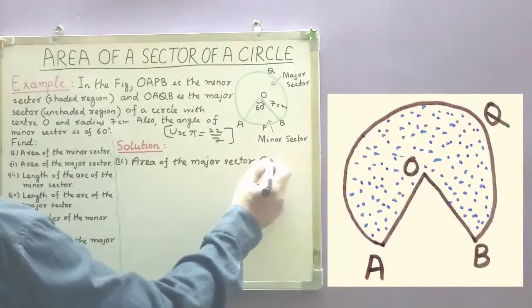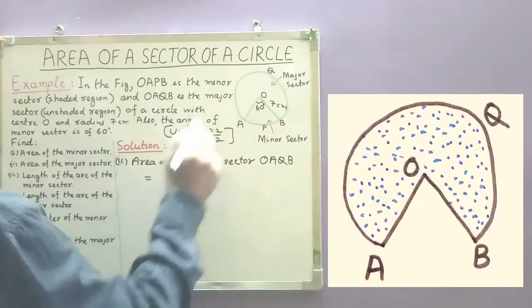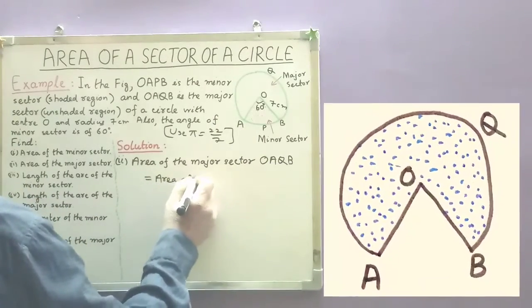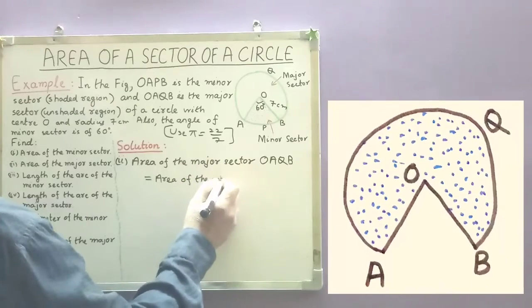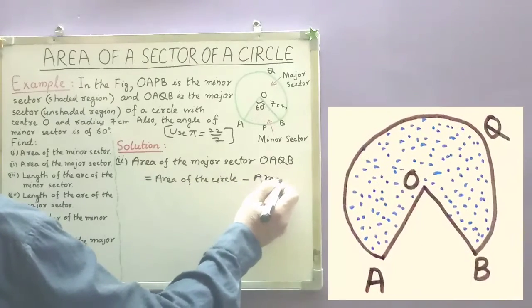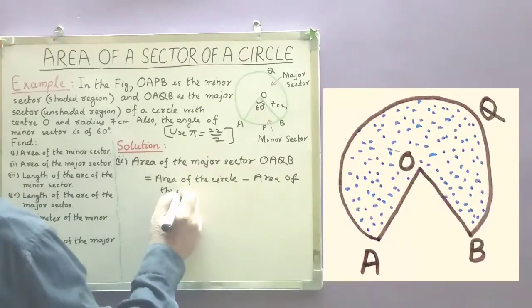Second, area of the major sector OAQB is equal to area of the circle minus area of the minor sector of the circle.